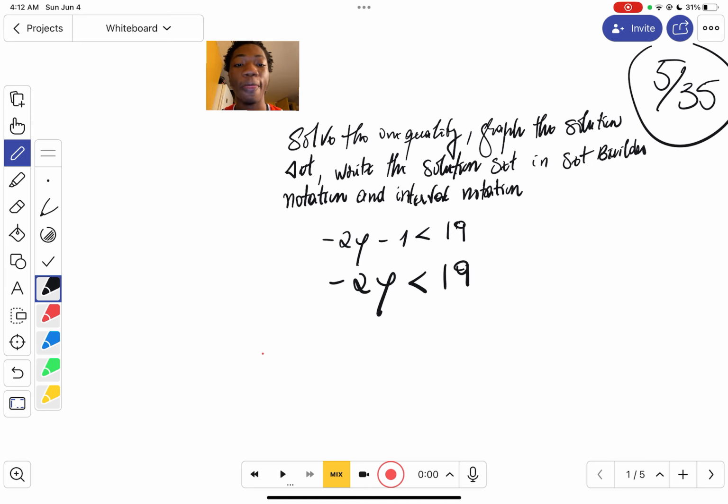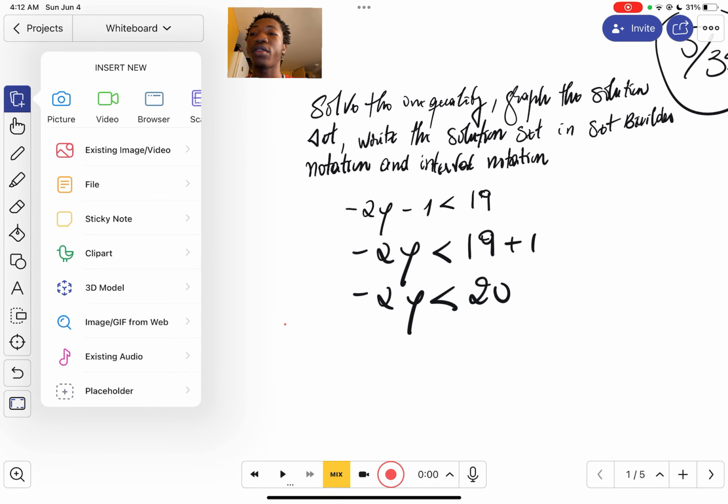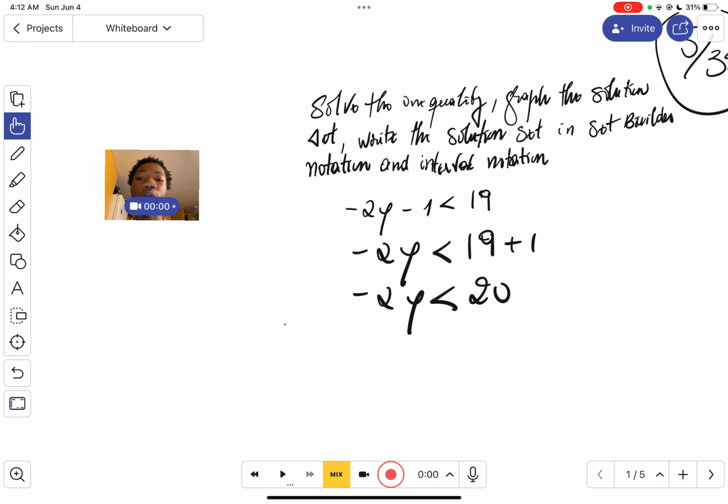19 and 1. The 1 will be positive 1 because it goes from one side to the other. When you switch the sides, you obviously need to switch the sign too. So it's going to be positive 1. It's going to be 2y, put the sign in the middle, still don't change it here, 19 plus 1, which is 20. So right now we have 2y less than 19 plus 1, or 2y less than 20.